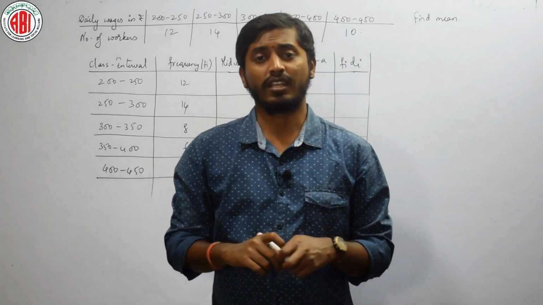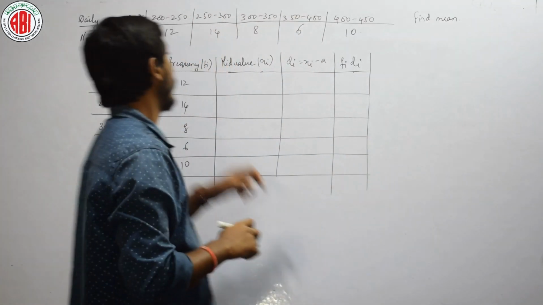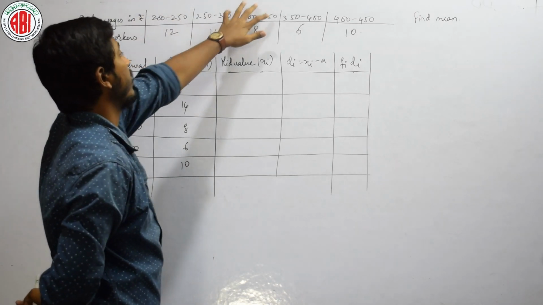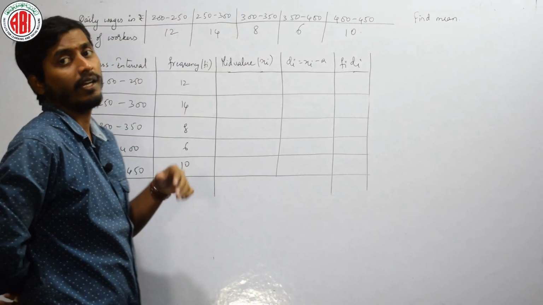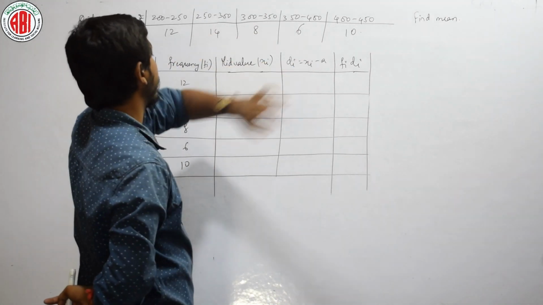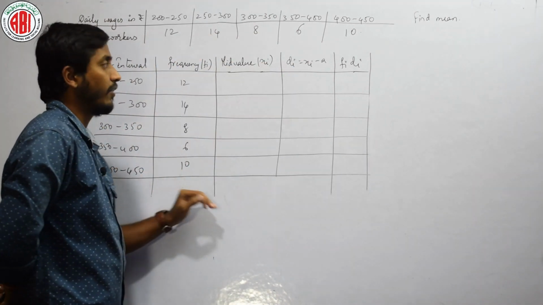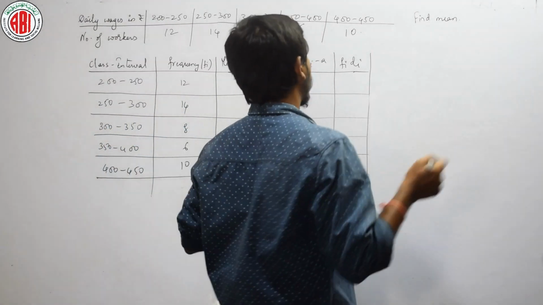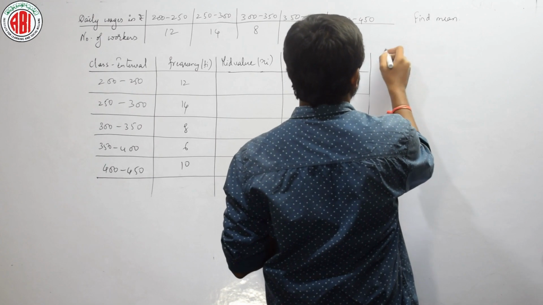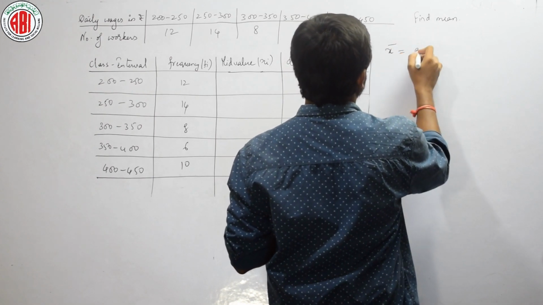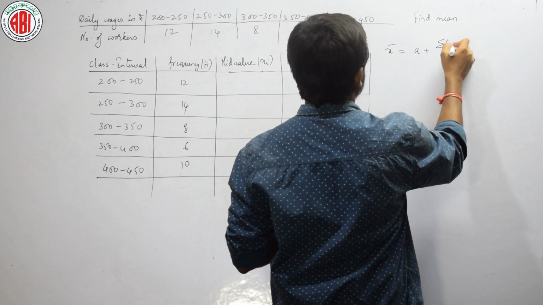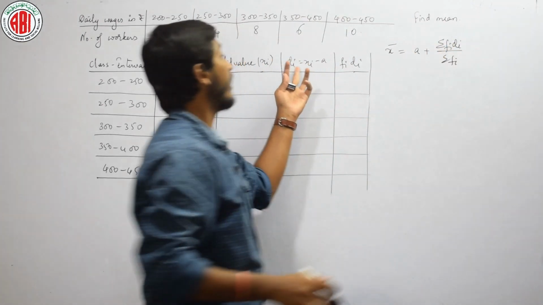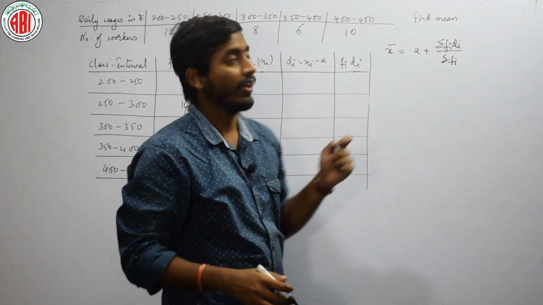Let us do it now. The question says the daily wages in rupees are 200 to 250, 250 to 300, and so on up to 450, and the frequencies are given as 12, 14, 8, 6 and 10. What is the formula for the assumed mean method? Let us do this problem by the assumed mean method: x bar equals A plus summation fi di by summation fi. What is di? di is nothing but xi minus A.